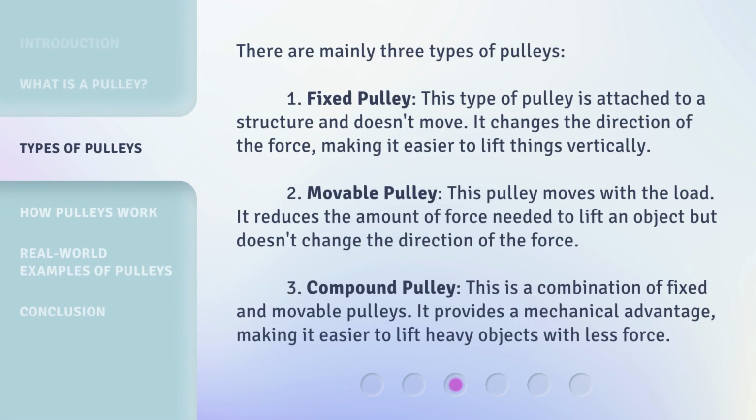There are mainly three types of pulleys. 1. Fixed pulley. This type of pulley is attached to a structure and doesn't move. It changes the direction of the force, making it easier to lift things vertically. 2. Movable pulley. This pulley moves with the load. It reduces the amount of force needed to lift an object but doesn't change the direction of the force. 3. Compound pulley. This is a combination of fixed and movable pulleys. It provides a mechanical advantage, making it easier to lift heavy objects with less force.